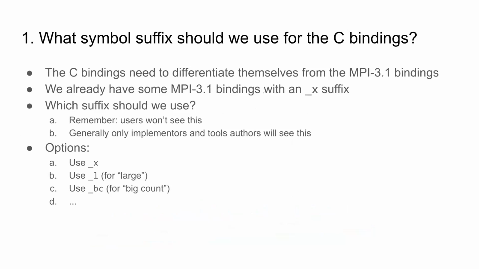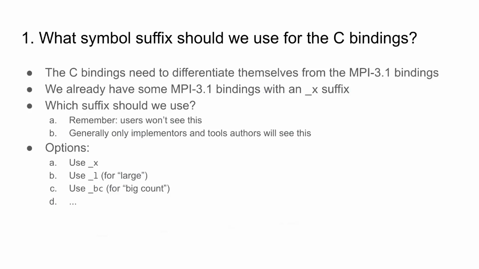So the first one is relatively simple. What symbol suffix should we use for the C bindings? We really do need to differentiate these from the 3.1 bindings. Now, don't forget, we actually have about a dozen or so MPI 3.1 bindings that have an _x suffix already, and those use MPI count. They were specifically added as a minimum step in MPI 3.1 to get correctness.